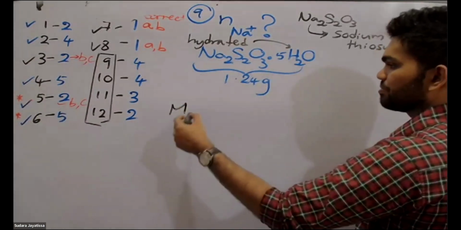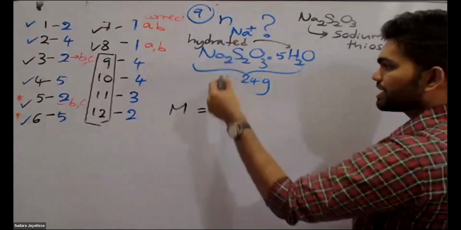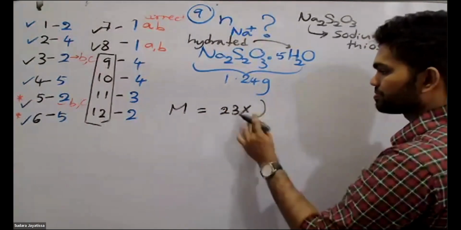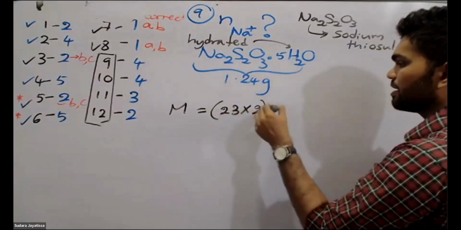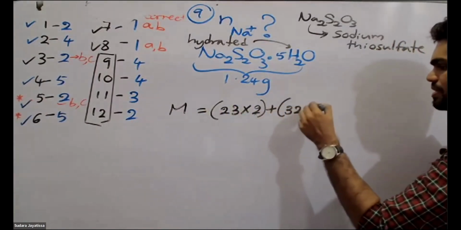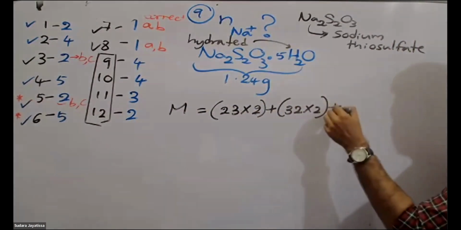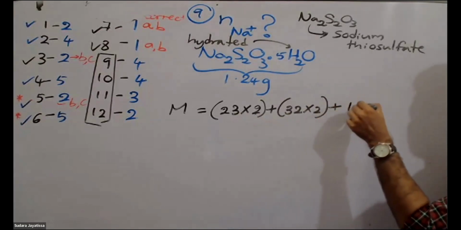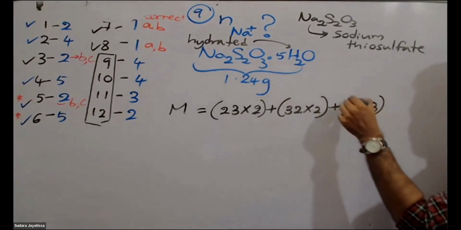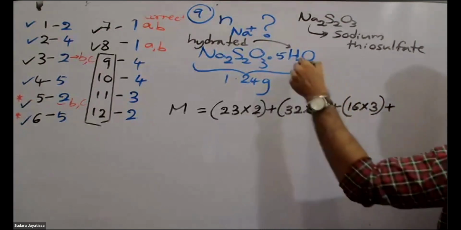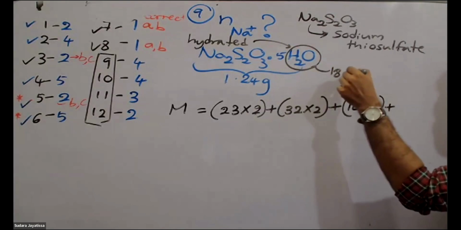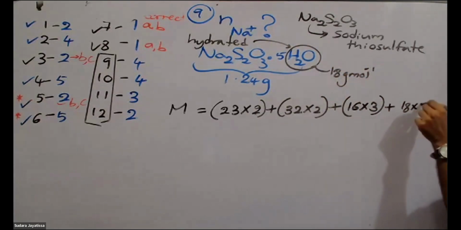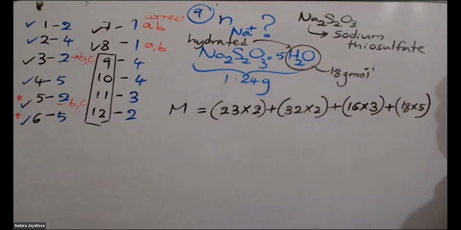The molar mass of this compound is equal to: sodium, you have 2 sodium atoms, so 23 into 2. Then you have 2 sulfur atoms, 32 into 2. These values are given, sodium and sulfur. And oxygen, you have 3 of them, 16 into 3. And then one water molecule is 18 grams per mole. So you have 5 of them, so 18 into 5.